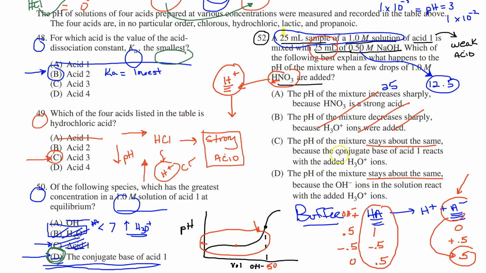Because in this case, it's the conjugate base of acid 1 that reacts with the H3O plus that's produced when the strong acid is added. That's the whole point of driving it halfway, is to essentially create a larger amount of conjugate base that can react with acid as part of the buffer. So 52 is C. On to 53.